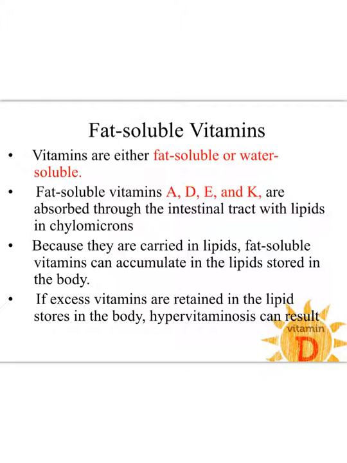Vitamins can be described as being either fat soluble or water soluble. The fat soluble vitamins you should know are A, D, E, and K, and you have to have fats in your diet to be able to absorb these particular vitamins. So, because you store these vitamins in the fat of your body, you can actually overdose on these things, and that's referred to as hypervitaminosis.